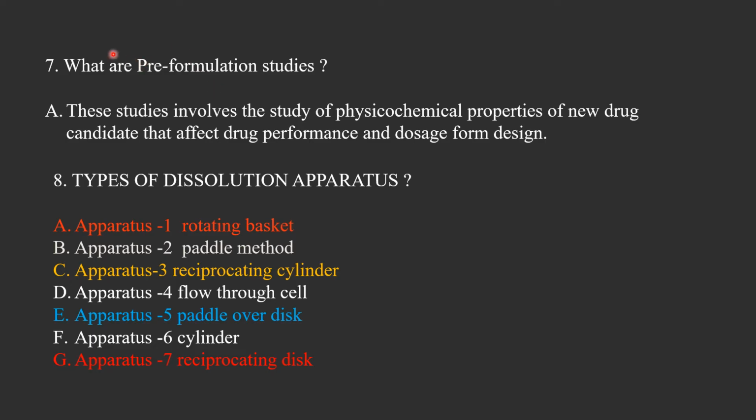The next question is, so what are preformulation studies? Friends, preformulation means before formulating the drugs, these studies are performed, and these studies involve studying the physicochemical properties of the new drug candidates, the physicochemical properties of the new drug that affect the drug performance and the dosage form design. So the properties of the drug that are to be studied during preformulation are mainly for designing the dosage form and to know what factors are going to affect the drug performance.